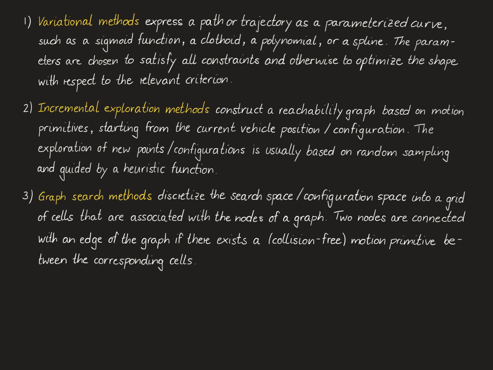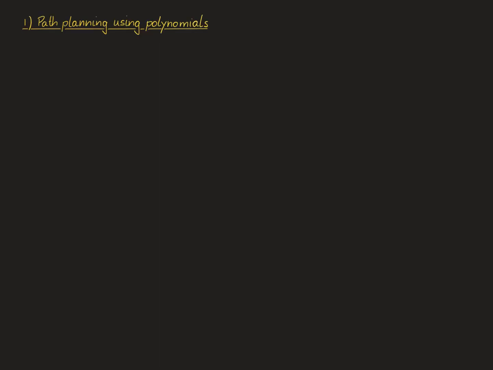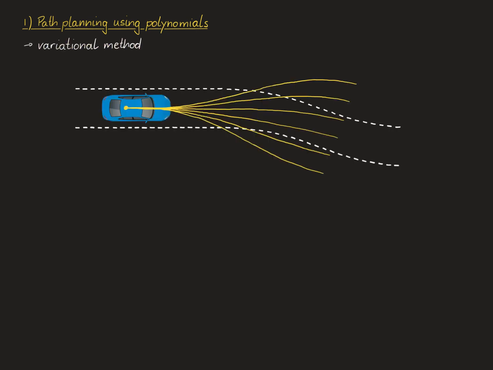Now let's look at some examples in order to illustrate each of these classes of motion planning methods. The first method we look at is called path planning using polynomials, and it comes from the class of variational methods. The basic setting is that we have a vehicle driving on a road, possibly with multiple lanes, and we're trying to plan a path for this vehicle.